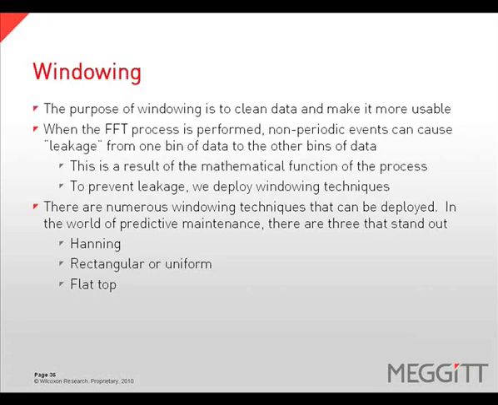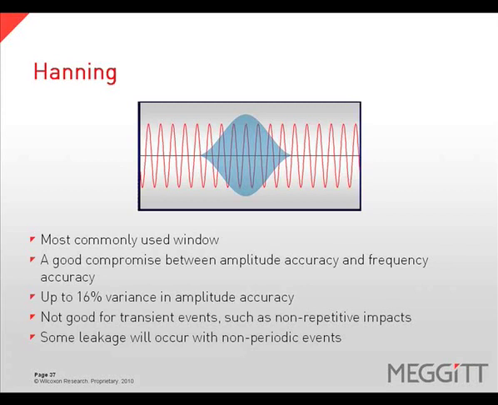Windowing is a technique used to clean data to make it more usable. When the FFT process is performed with non-periodic events present, it can cause what is called leakage. This leakage is a result of the mathematical process applied and can be avoided by deploying windowing techniques. There are numerous windowing techniques. In the world of predictive maintenance, there are three that stand out: a Hanning, a rectangular or uniform window, or a flat top window. A Hanning window is the most commonly used window in vibration analysis.